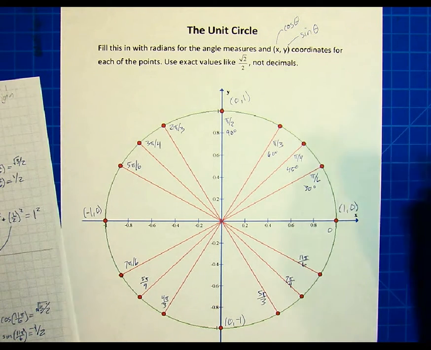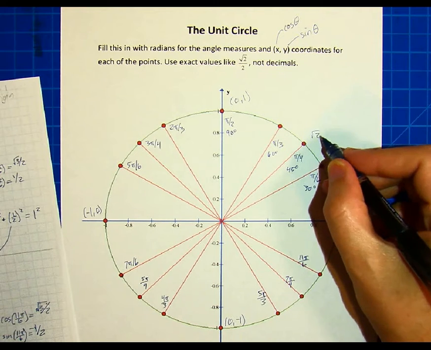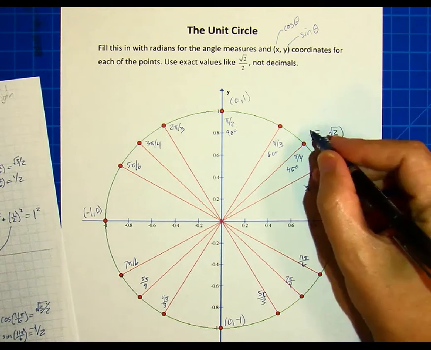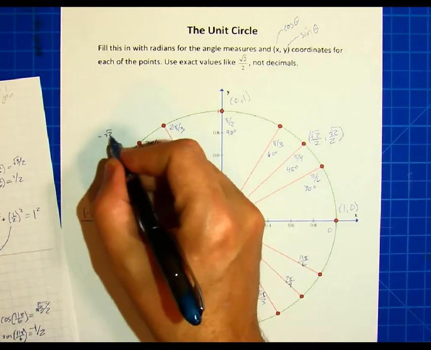Now start filling in these 45-degree reference angles. You know these are going to be easy because it's just root 2 over 2 for both the x and y coordinates. You just have to keep track of which one is positive and which ones are negative.